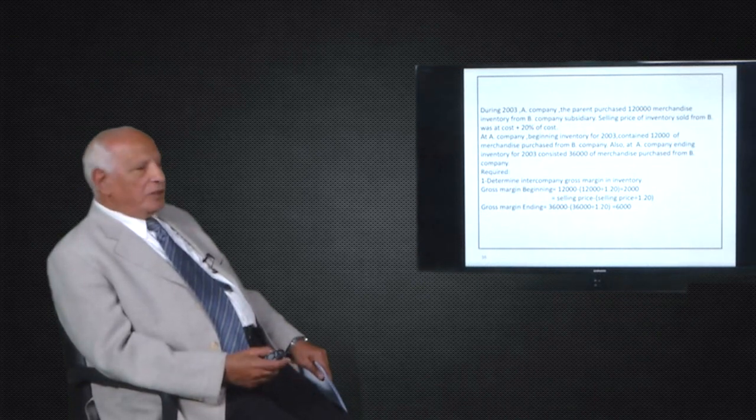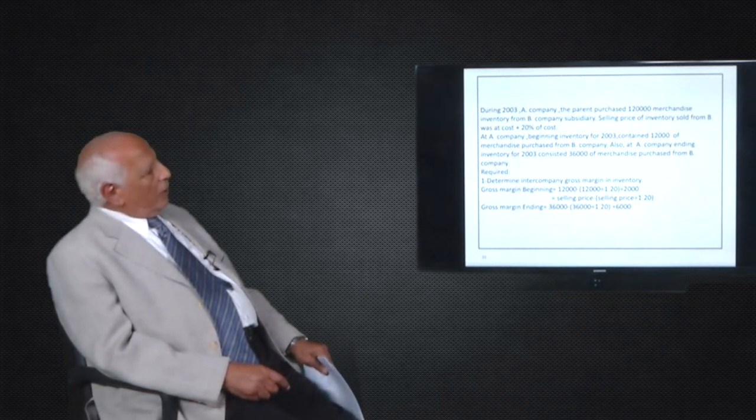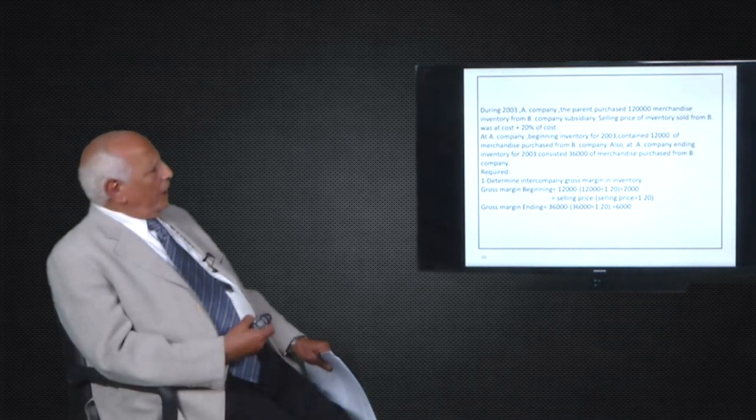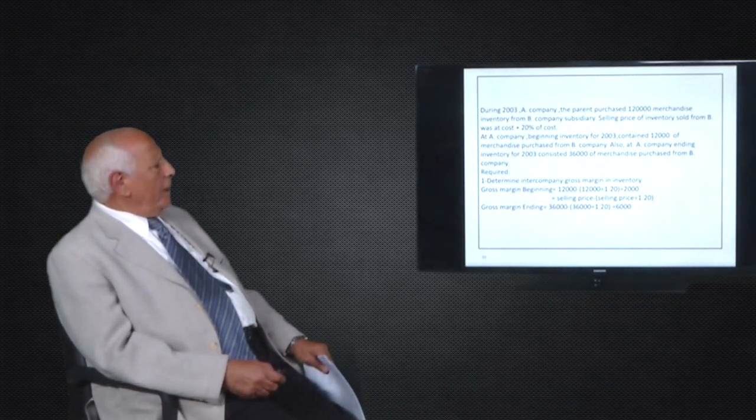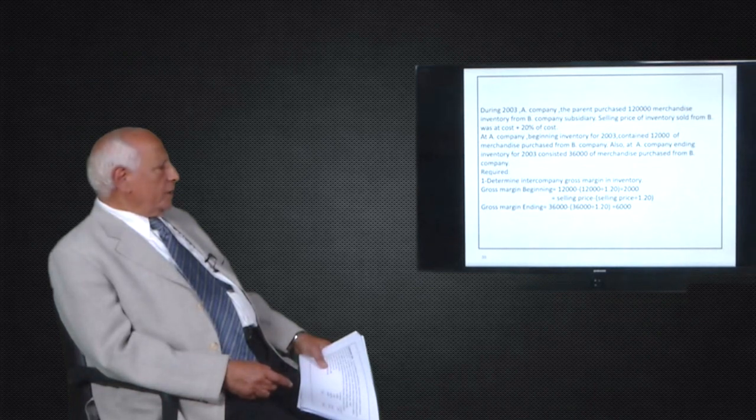Okay, we need to do some calculation here. At A company, beginning inventory for 2003, this one here, 12,000, and purchases from B. Also at A company, ending inventory consisted of 36,000 merchandise purchased from B company. If some item is missing, I will give it to Heba. Maybe have the copy to explain any missing number or not required, or some other.